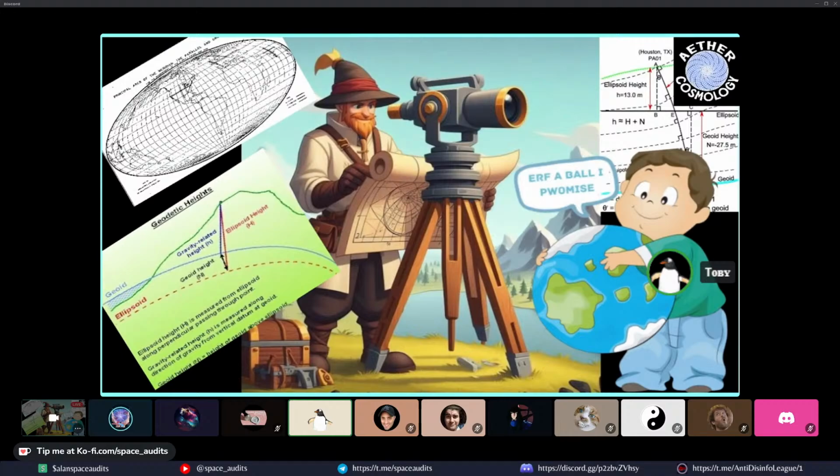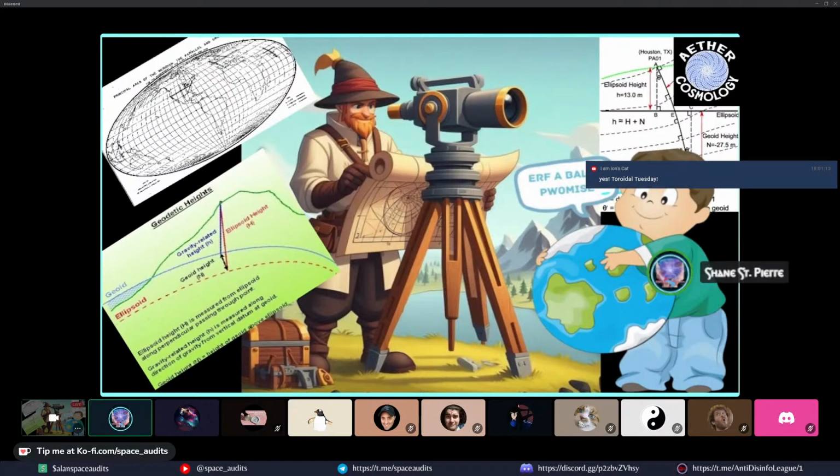Tonight, Shane is going to give a presentation about reciprocal zenith angles and geodetic surveying and measuring the alleged curvature of the Earth. Indeed, alleged is what it is.